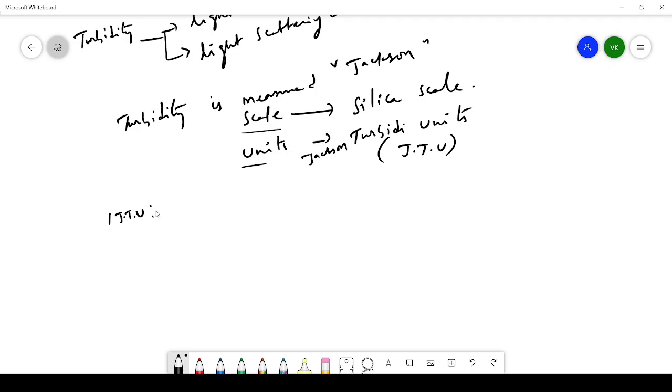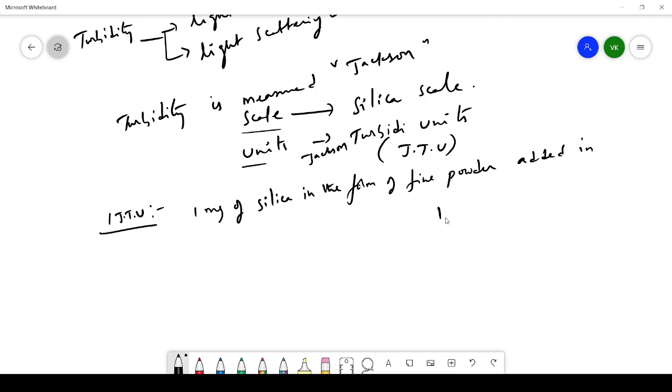1 JTU will be produced when 1 milligram of silica in the form of fine powder is added in 1 liter distilled water. The turbidity produced is termed as 1 JTU, 1 Jackson turbidity unit.